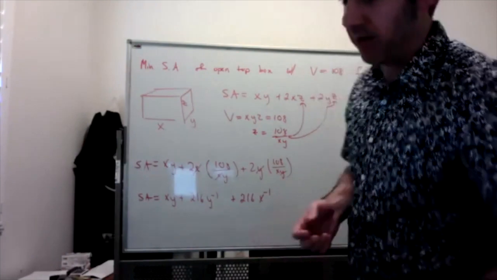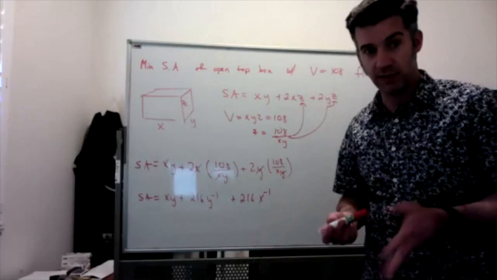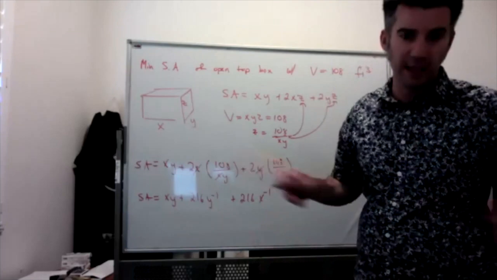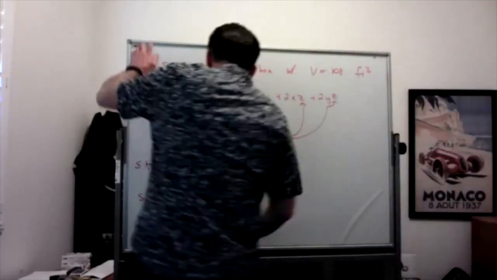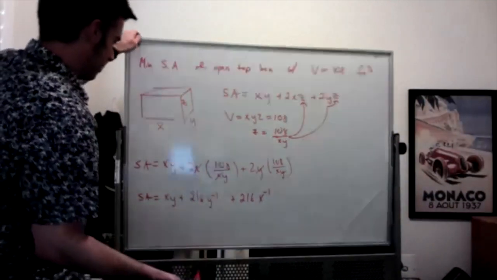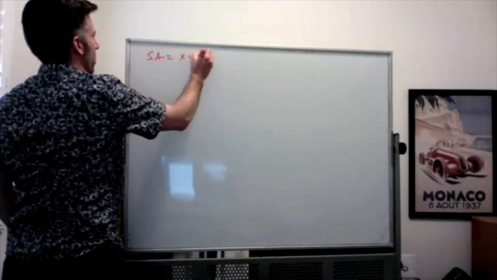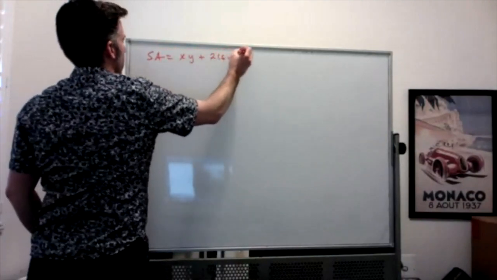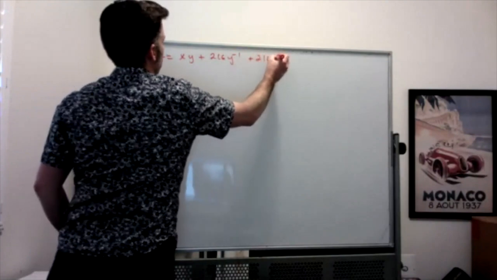But now we have to find the critical points by setting the gradient equal to 0, which is the same as setting the partials equal to 0. So let's write the gradient. I'm going to write on the other side. So my surface area again was XY plus 216 Y to the negative first plus 216 X to the negative first.